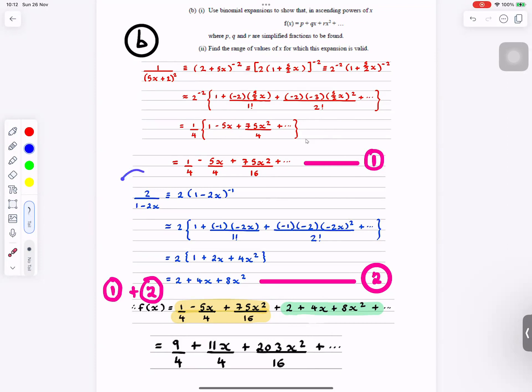Now we do the same for the second factor. 1 minus 2x goes to the numerator, becomes 1 minus 2x to the minus 1. We use that binomial expansion formula for this one. Remove the brackets, we get this equation number 2. So f of x means we add them together. So we add equation 1 and equation 2. When you add them, you get that expression at the end. So it's just to take your time and make sure you don't make mistakes when you add or multiply.